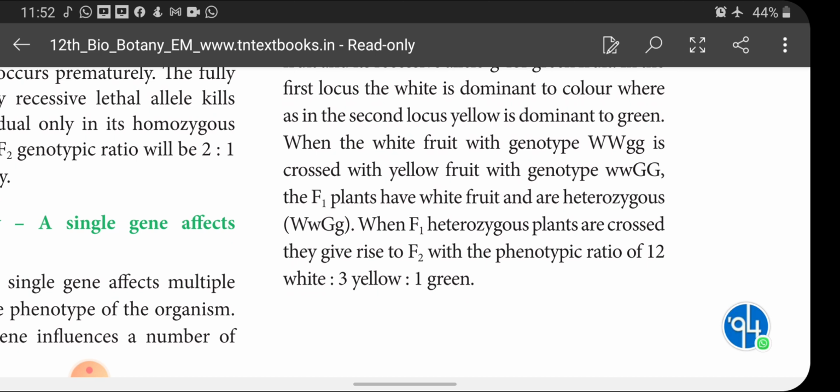And in another locus there is a capital G, which expresses yellow color, and small g, which is for green color. In this case capital G, that is yellow color, is dominant over green. When we cross these two plants, that is capital W small g as one parent with white color fruit, and another one is small w capital G, which expresses yellow color.